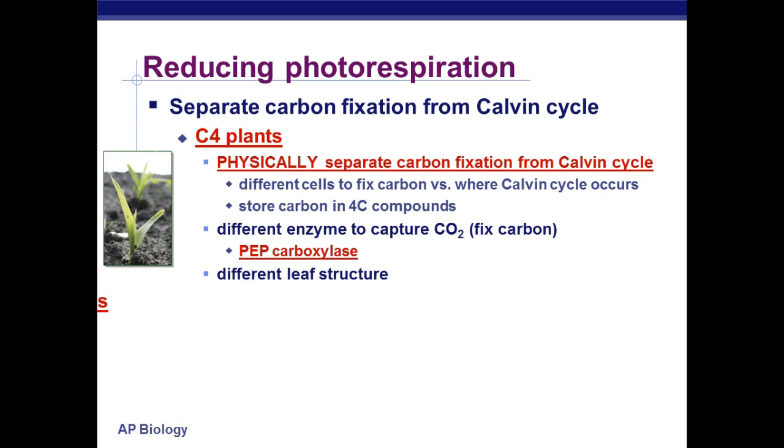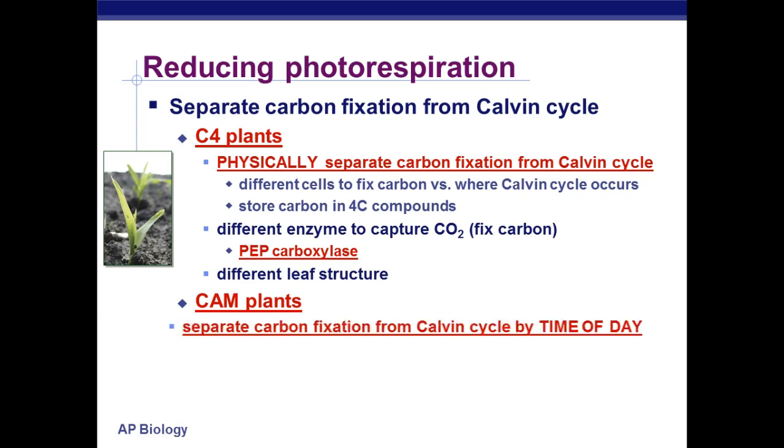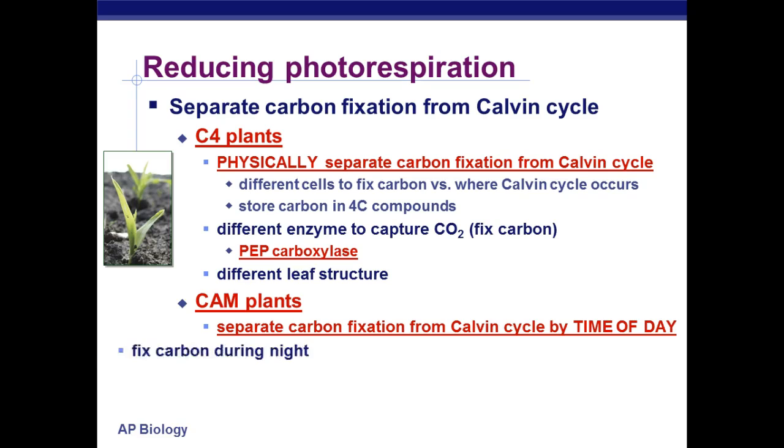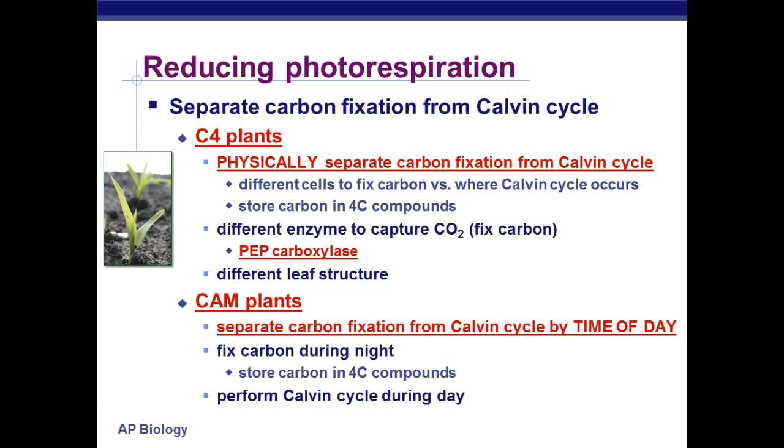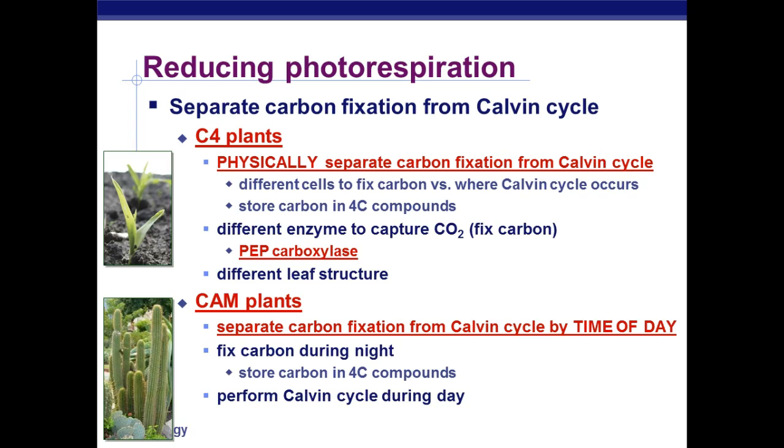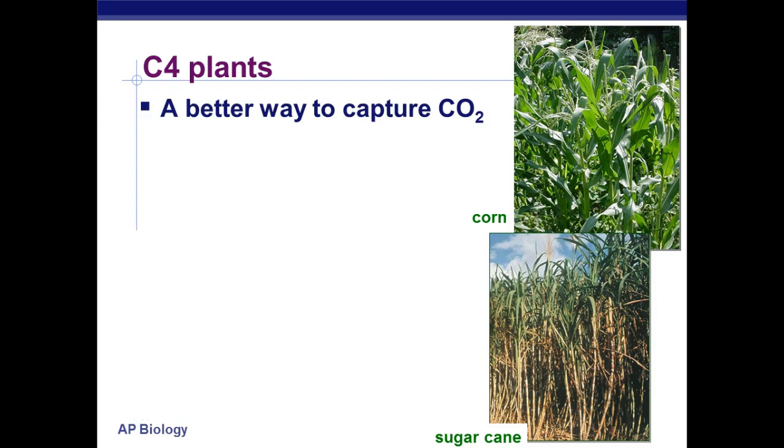The other group of plants who have evolved a different mechanism for doing the Calvin cycle are called the CAM plants. They separate the carbon fixation step and do it at a different time of day from the other steps in the Calvin cycle. They mainly fix their carbon dioxide at night. They again store the carbon for later use in a 4-carbon compound. Generally, they'll store that carbon overnight and then do the rest of the Calvin cycle during the day. We'll talk in a minute about why that's an advantage. Let's start with the C4 plants.